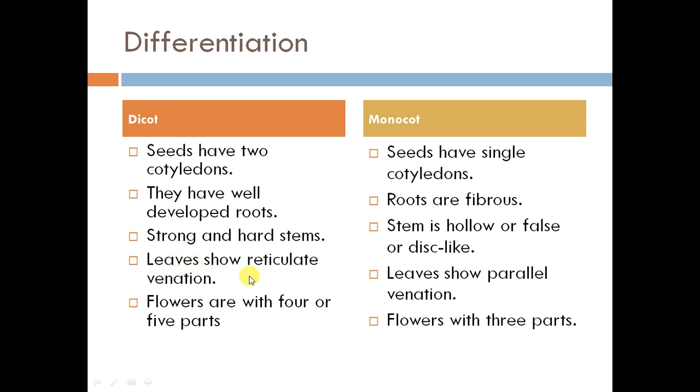Dicot leaves show reticulate venation. The best example for reticulate venation can be a cashew nut leaf, or peepal leaf, or mango leaf. And in case of monocot, leaves show parallel venation. So, your banana leaf shows parallel venation. Dicot flowers are with 4 to 5 parts. The flower can be differentiated into 4 to 5 parts. In monocot, flowers are differentiated into 3 parts only.